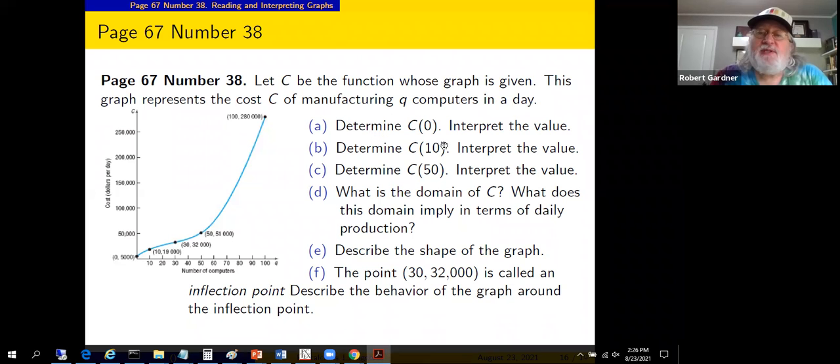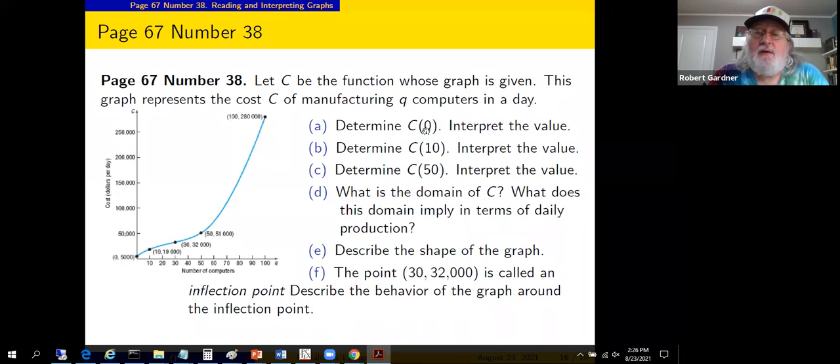Based on the graph, determine C of 0, interpret the value. Determine C of 10, interpret the value. Determine C of 50, interpret the value. What's the domain of C? What does this domain imply in terms of daily production? Describe the shape of the graph. The point (30, 32,000) right here is called an inflection point, something you'll discuss in calculus. Describe the behavior of the graph around the inflection point. Okay, so we'll probably have to come back and look at this graph, and I think we're going to stick it in the slides in the future.